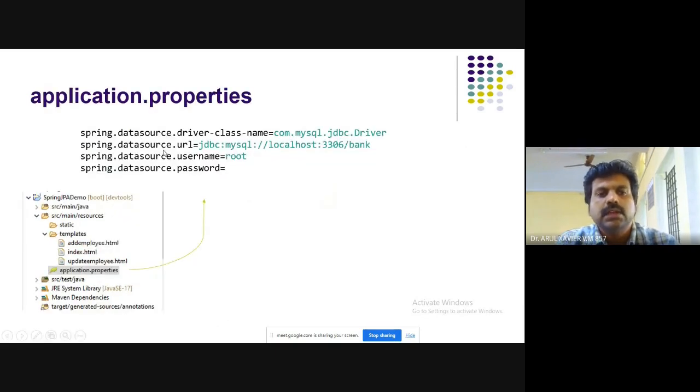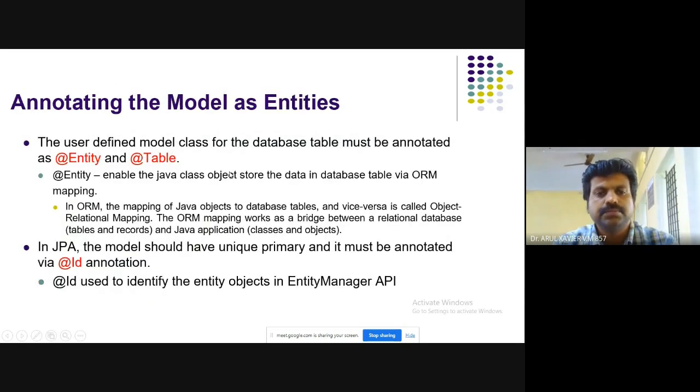Before that, for connecting to the MySQL database, in the application.properties file we have to include these parameters. Inside application.properties, we have to include properties like spring.datasource.driver-class-name. This will identify the database and connect to it, and it will use the username and password. Right, so now I'll show you that program.